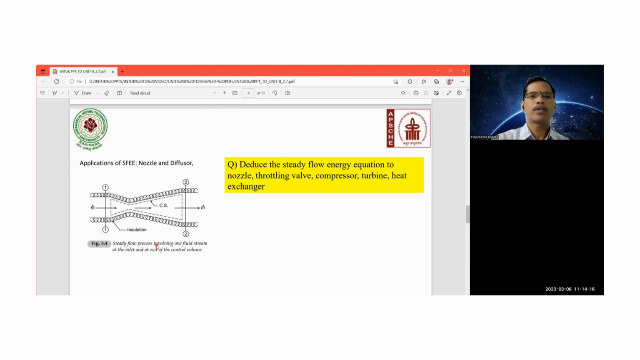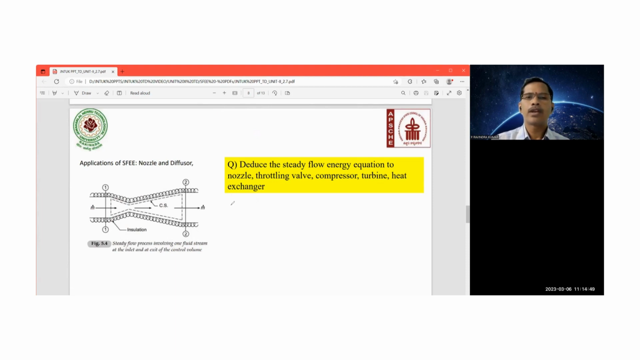It is a steady flow process involving one fluid stream at the inlet and exit section of the control volume, so both are the same. This is the type of question you can expect: deduce the steady flow energy equation applied to the nozzle, throttling valve, compressor, turbine, heat exchanger. So what is the steady flow energy equation?